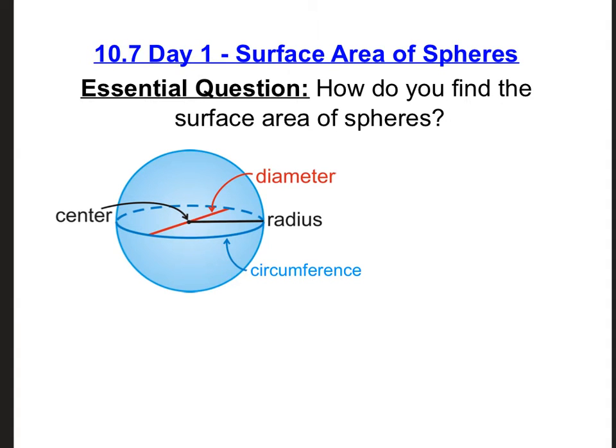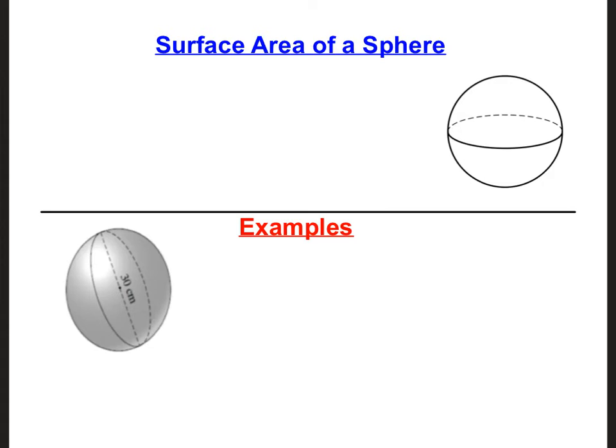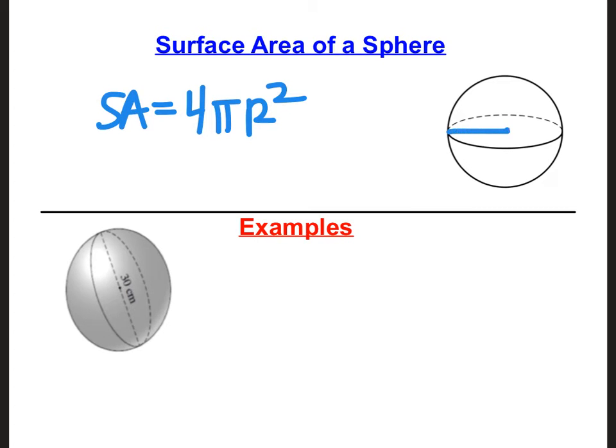So you have your radius, which is again, the distance from the center to the edge. You have your diameter, which is your distance across the entire thing. And then you have your circumference, which is the distance around the outside. They also have your center point labeled here. To find the surface area of your sphere, you're going to use the formula surface area equals 4 pi r squared. Again, r is your radius, the distance from the center to the edge.